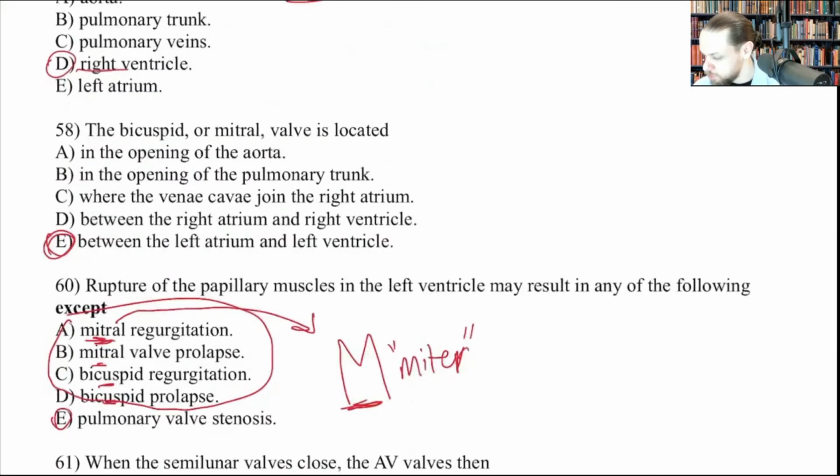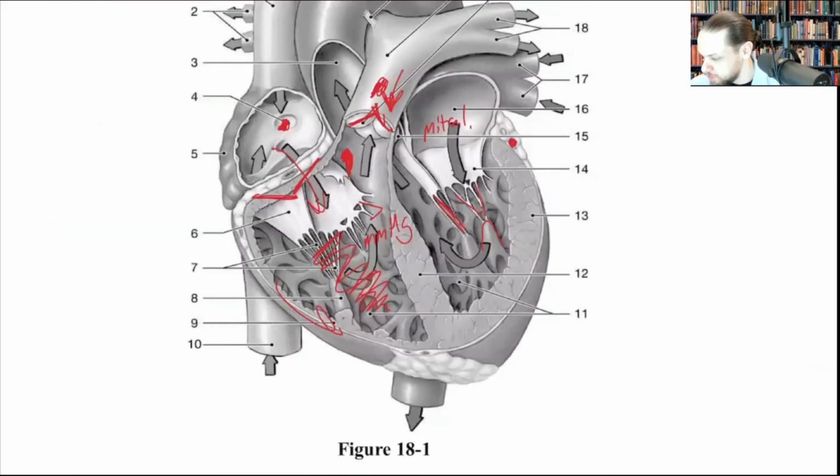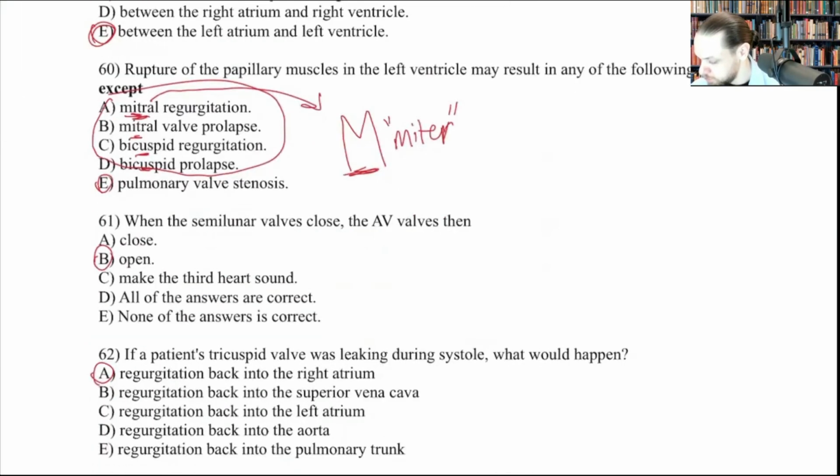Why? Because, let me just go back to this diagram. This is the valve that is problematic. This is the tricuspid valve that they drew here with the cusps. So basically blood is going to go this way. Good.